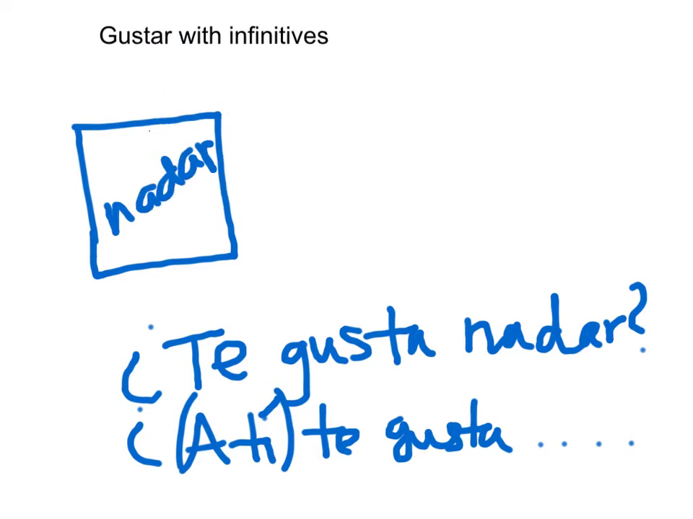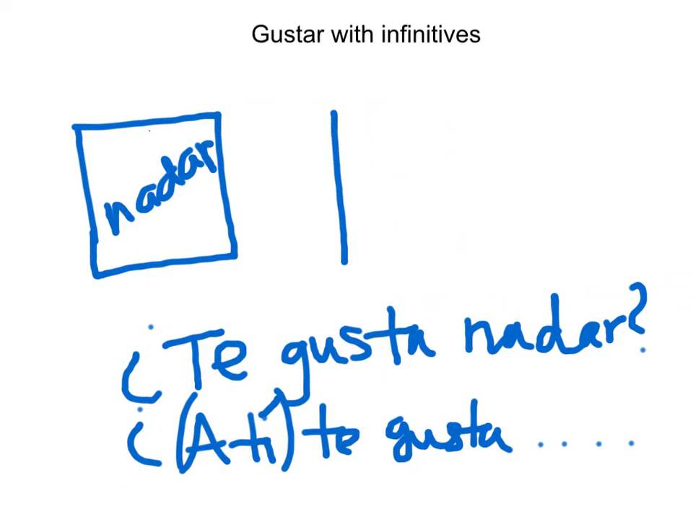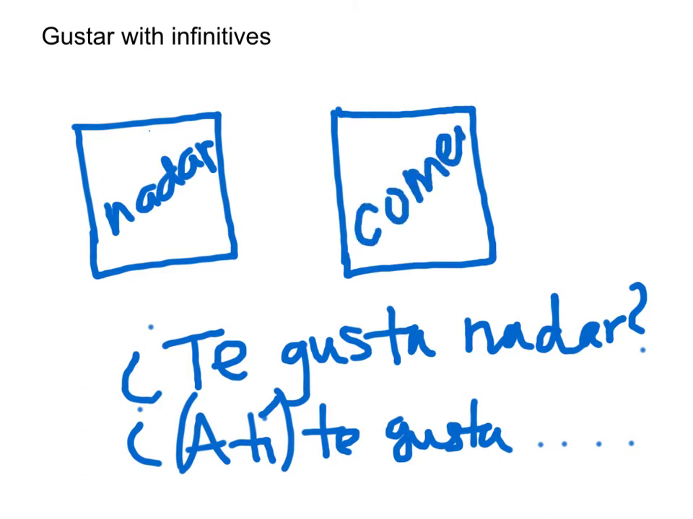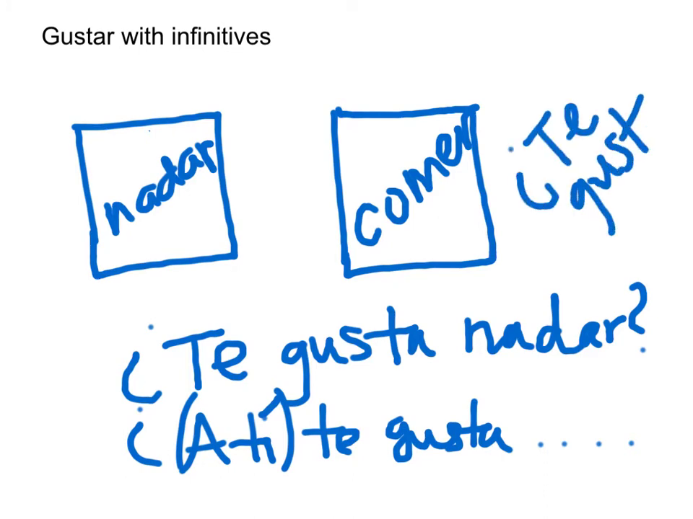So you try one. Let's say that here's another picture, and this is of someone eating. So you know that comer is your infinitive. So what would your sentence be? Think about it or write it down. What would your sentence be? Okay, if you said, ¿Te gusta comer? Well, you got it. ¿Te gusta comer? Do you like to eat?